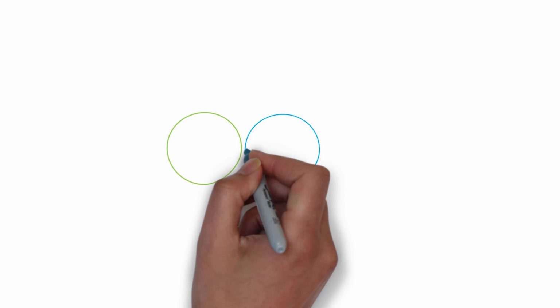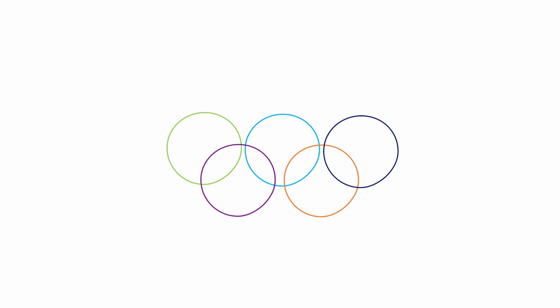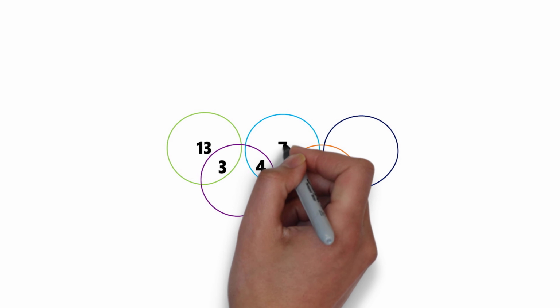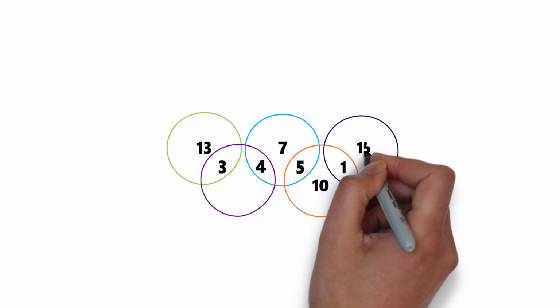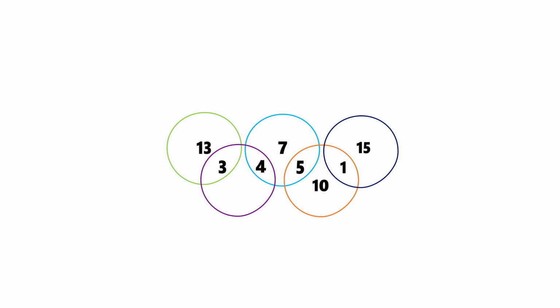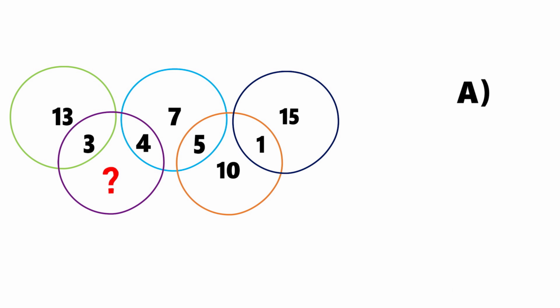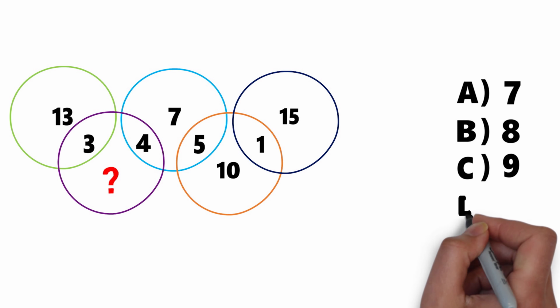In this particular case, you're presented with 5 different circles, all of them different colors, and the numbers that you see on the screen are 13, 3, 4, 7, 5, 10, 1, and 15. There is also one number missing, which is highlighted with the question mark. You need to calculate the missing number, and the choices are choice A, 7, choice B, 8, choice C, 9, and choice D, 11.